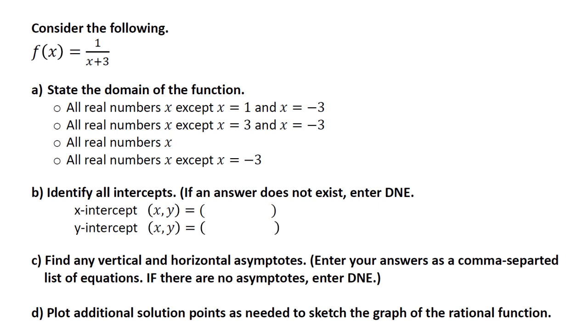Okay. So now we'll do a little bit of 2.6. So 2.6, they give you a rational function. The first thing is to get the domain, the x-intercepts, and then the asymptotes. So let's break it down.